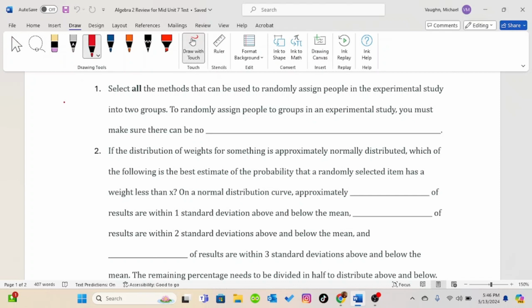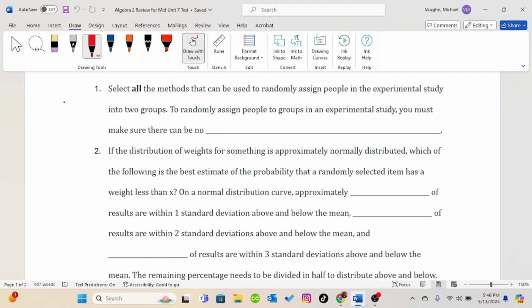Welcome to the Algebra 2 review for mid-Unit 7 test. The test will be Monday on the Kiddom website. This is the next to last test you'll take this year, so be sure to take it seriously and try your best, because remember that your test average counts for half your grade.